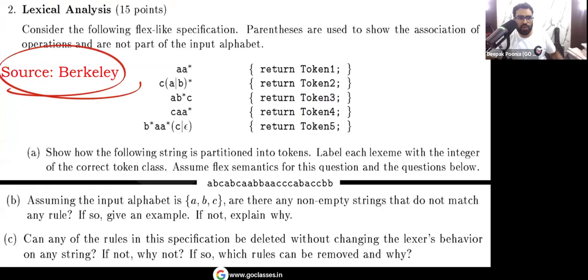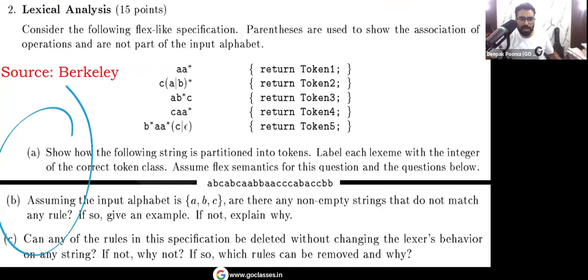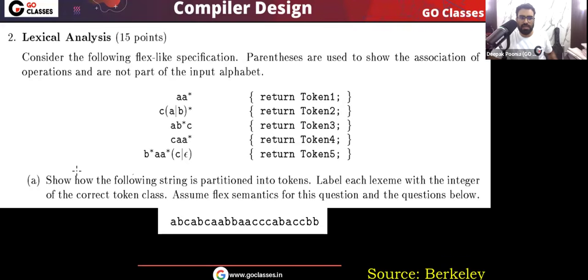Let's solve this question from Berkeley University. In this question, there are 3 parts: part A, part B, part C. Let's solve every part one by one. So let's solve the first part of this Berkeley question.